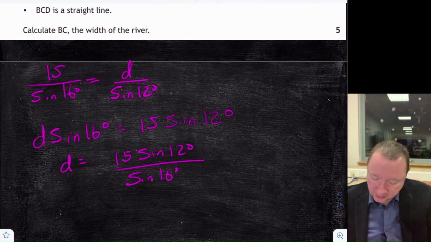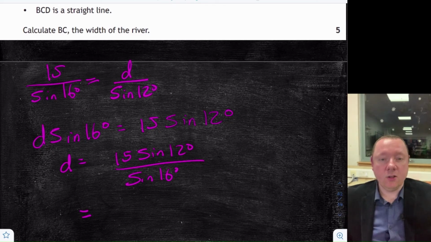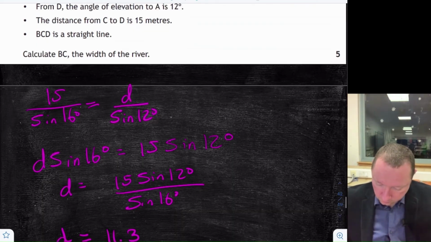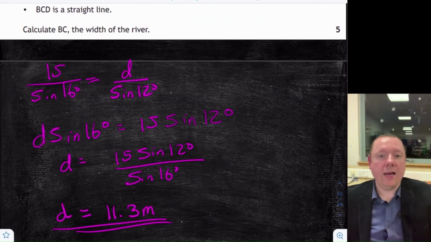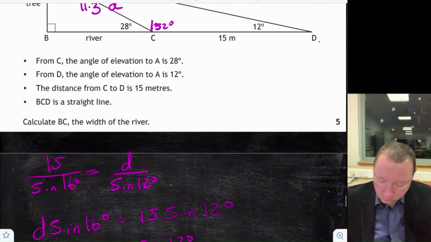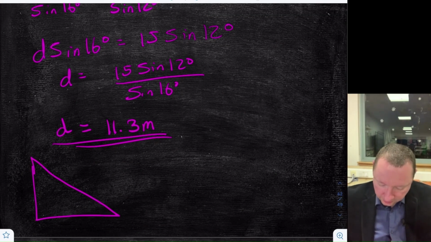And then you just type this into a calculator, 15 times sine 12 over sine 16, and you get an answer of 11.3. Our third mark. Now we go back and use that. So if I put 11.3 in, that's going to be here. Now this is starting to look really messy, so I'm just going to redraw this triangle. So the triangle we've got is here. I've just worked out that this is 11.3.